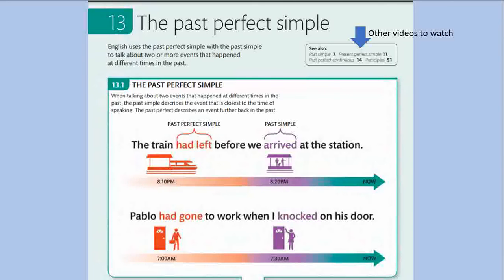Let us first understand what past perfect tense is. In English, we use the past perfect tense or the simple past tense to talk about two or more events that happened at different times in the past. So please make a note that we are considering the simple past and the past perfect tense, and both the events have taken place in the past zone.